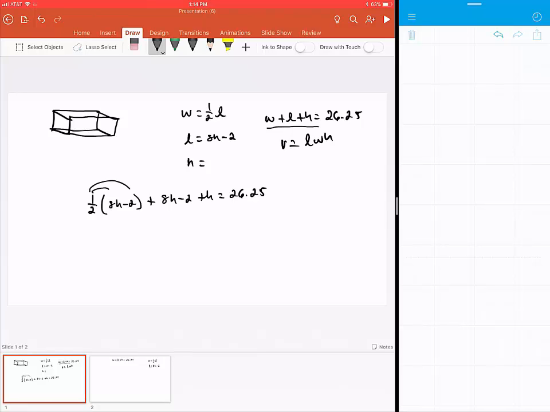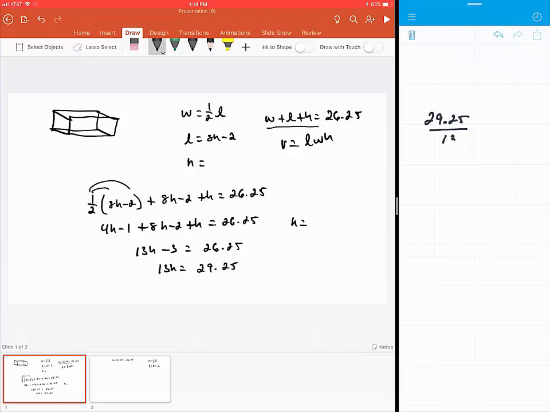We're going to go ahead and distribute the 1/2, which is going to give us 4h minus 1 plus 8h minus 2 plus h is equal to 26.25. We're going to combine like terms, so that's going to give us 13h minus 3 is equal to 26.25. We're going to add the 3 to both sides, and then we're going to have 13h is equal to 29.25. And then we're going to divide 29.25 by 13, and that is going to give us 2.25. So the height is equal to 2.25.